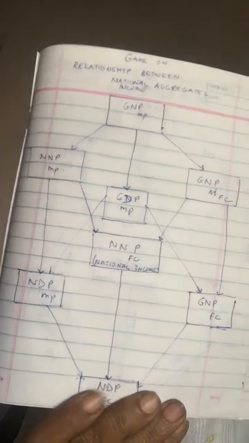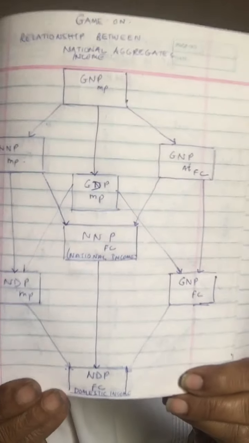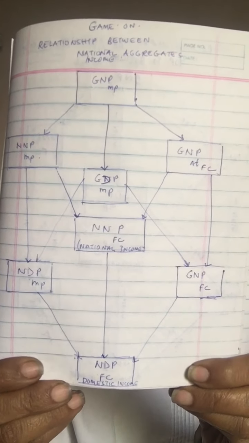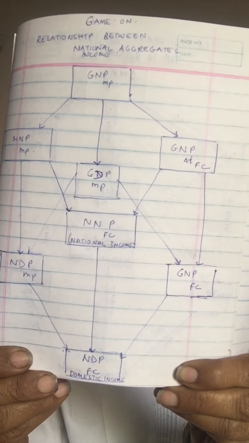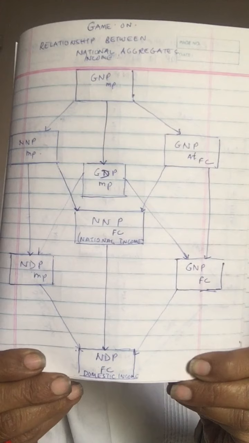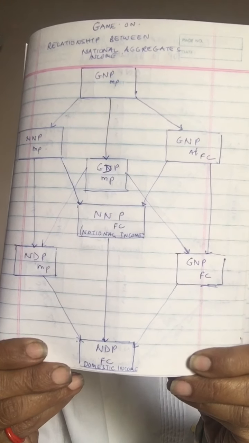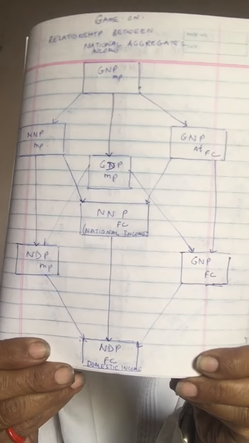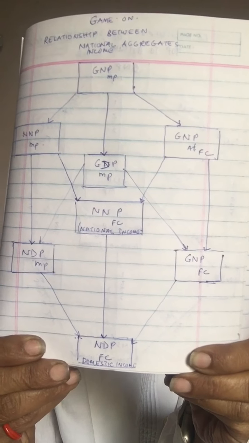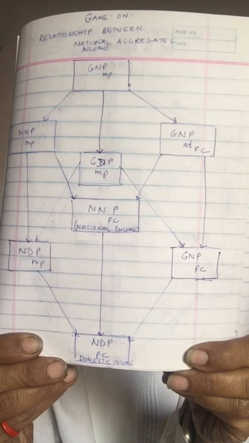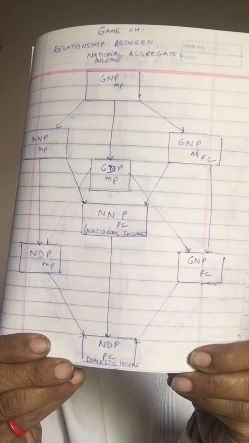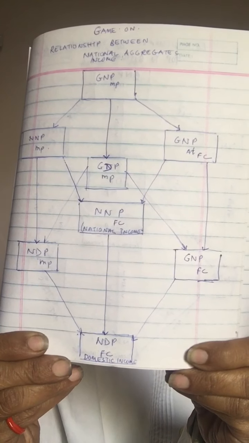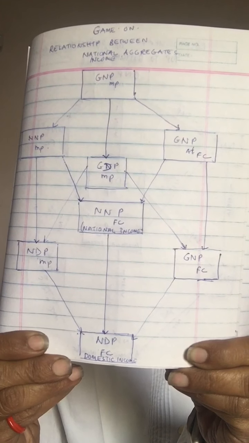So I want you to first draw this in your notebooks. Have your paper and pen, and just draw this. First we will move from GNP at MP downwards, as I've just made the arrows, and then the next one we will move from down to up, that is, NDP at FC. From there we will go upwards.